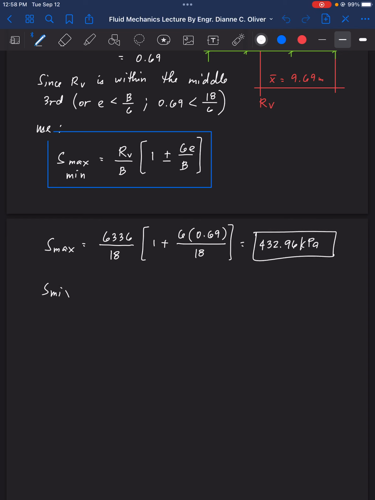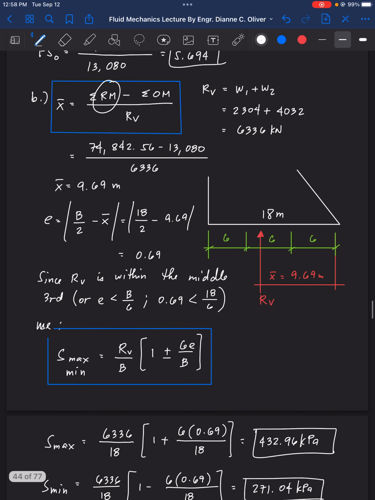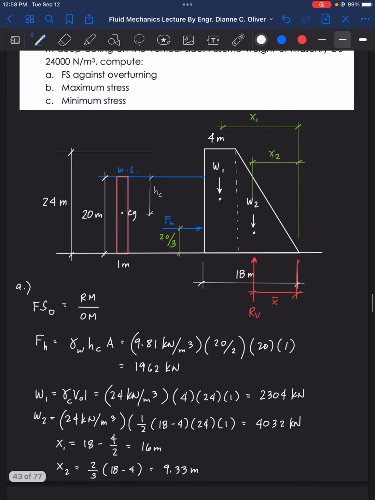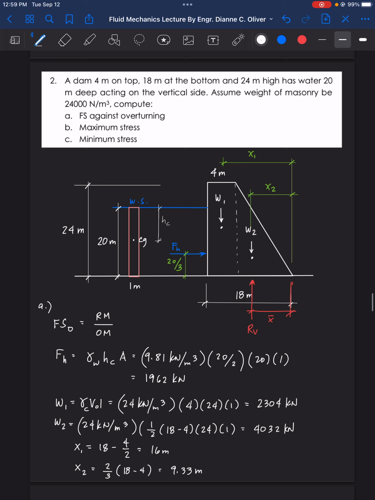Next, we have S minimum: 6336 divided by 18, times 1 minus 6 times 0.69 all over 18. So what is our S minimum? It's 271.04 kilopascal. Okay, so that's for number 2.